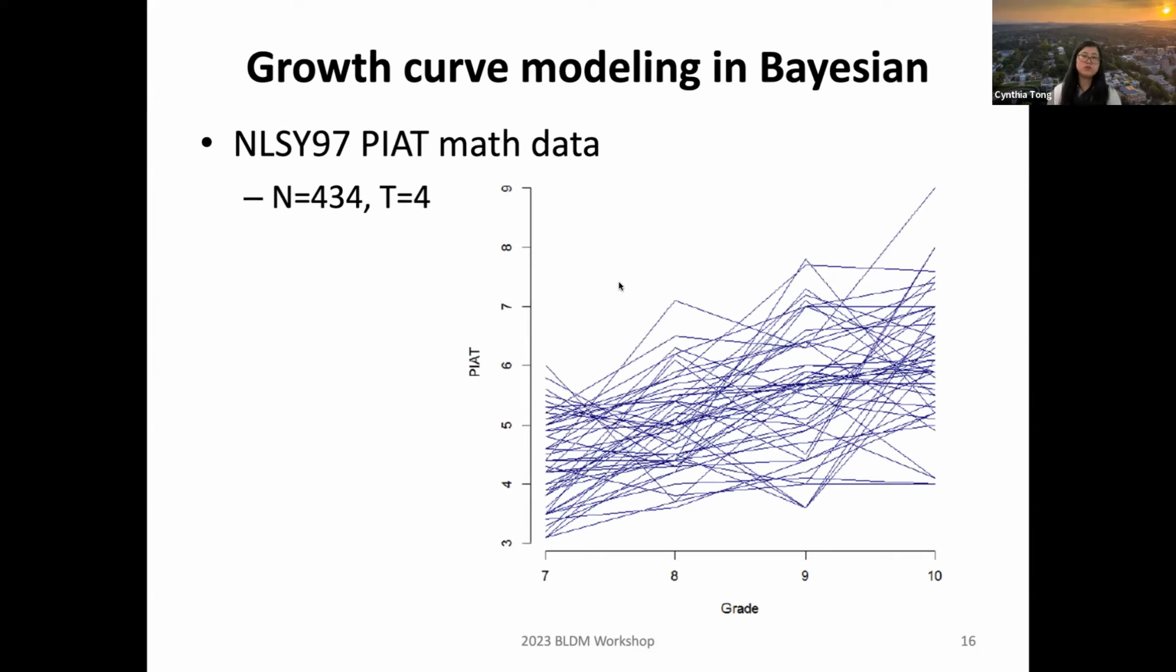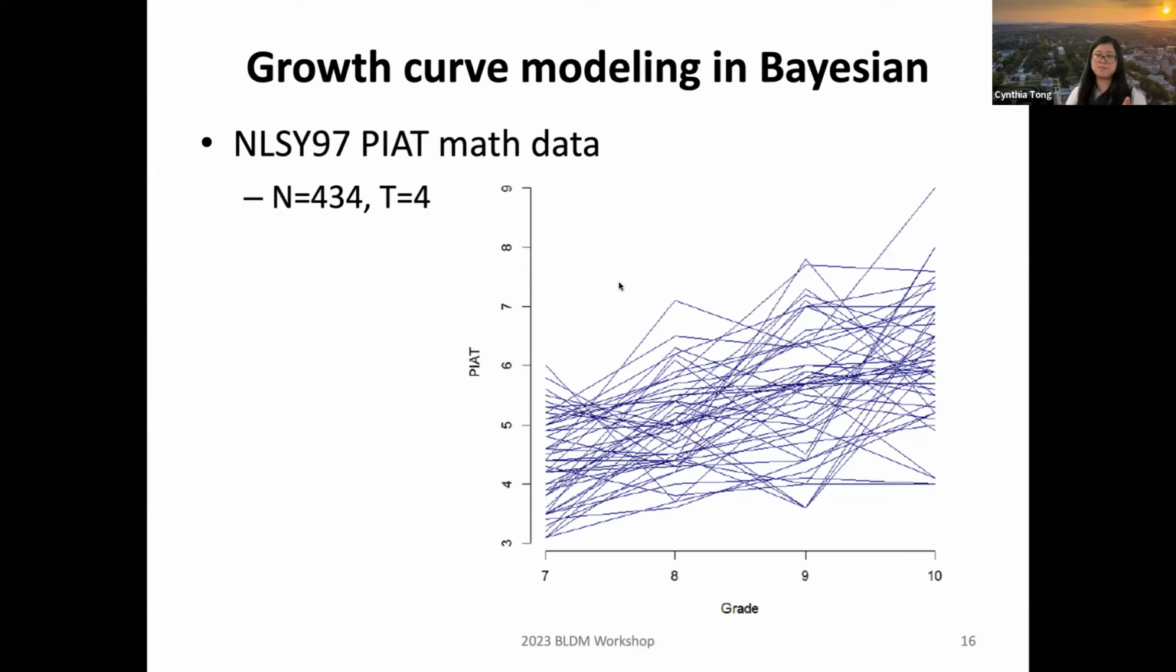Okay, so how do we conduct a growth curve modeling in Bayesian? Later in the lab session, we're going to have an example data from the NLSY, National Longitudinal Survey of Youth 1997 data. It's about PIAT math scores, achievement test scores. The data comes from 434 subjects, and they were measured from 7th grade to the 10th grade. So there are 4 time points.